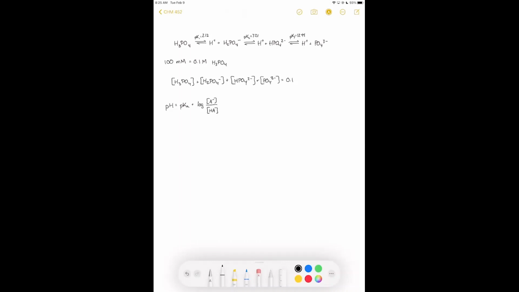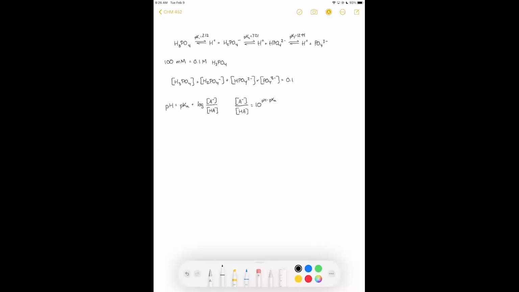So for example, if I were to ask you what is the abundance of all of these different guys at the pH of 2.12, we would say, well, at 2.12, the H3PO4 is exactly equal to the H2PO4 minus. Now, what about the other guys? Well, if we rearrange this expression, we'll get the following. I'm going to subtract the pKa over to the pH side, and then I'm going to raise 10 to that power, which gets rid of the logarithm. So what I have here is that my concentration of conjugate base over my acid is equal to 10 raised to the pH minus the pKa.